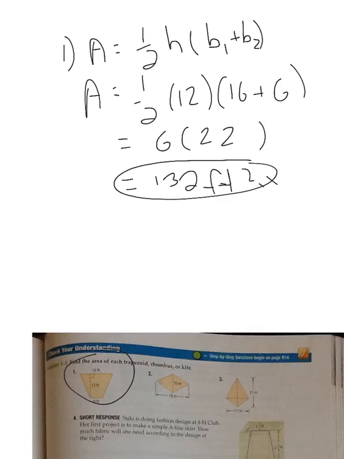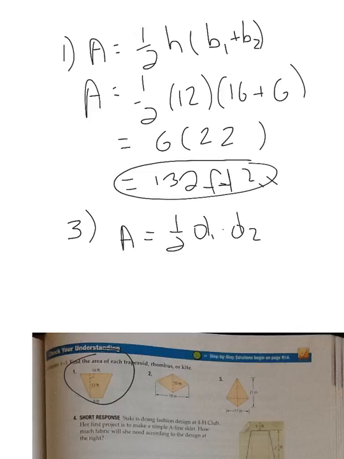Let me also do question number 3. Number 3 is a kite. If you look at your notes or the video that I posted before, the formula for the area of a kite is 1/2 d1 times d2. So area is equal to 1/2 d1 times d2. Now do not confuse d and b. B stands for base, D stands for diagonal. There are two diagonals in a kite. Look at number 3. In the picture, one of them is 17 meters long and the other one is 21 meters long.